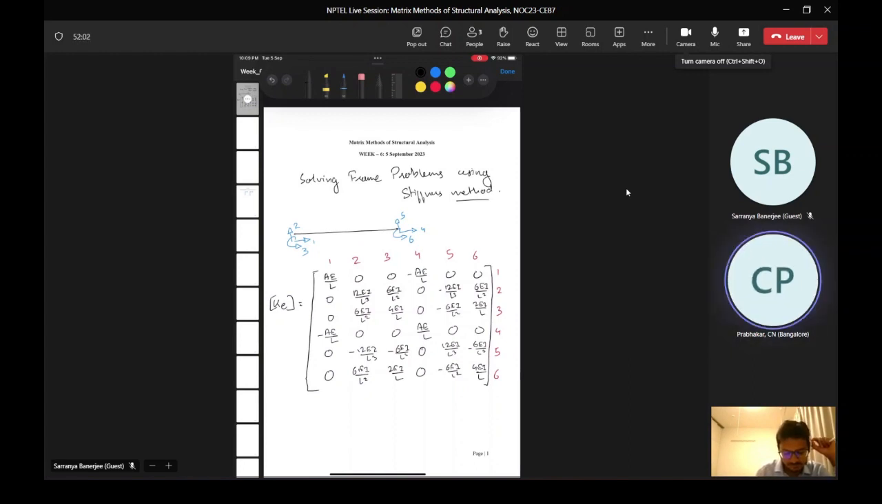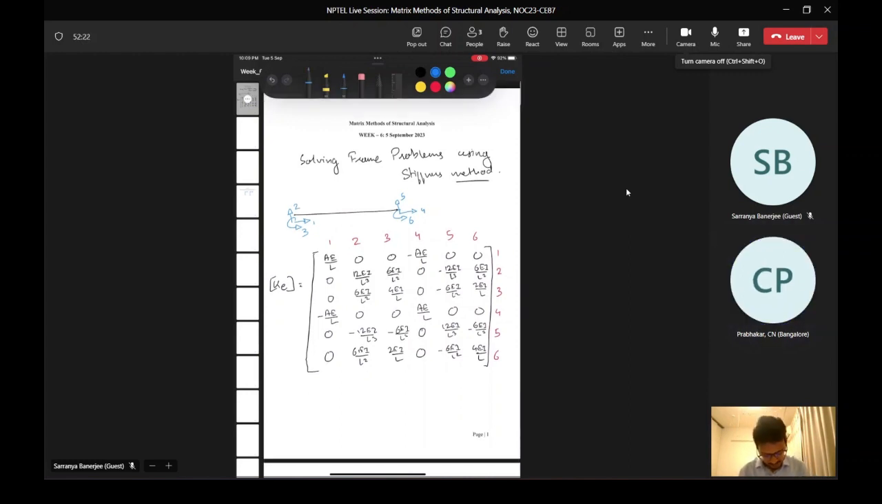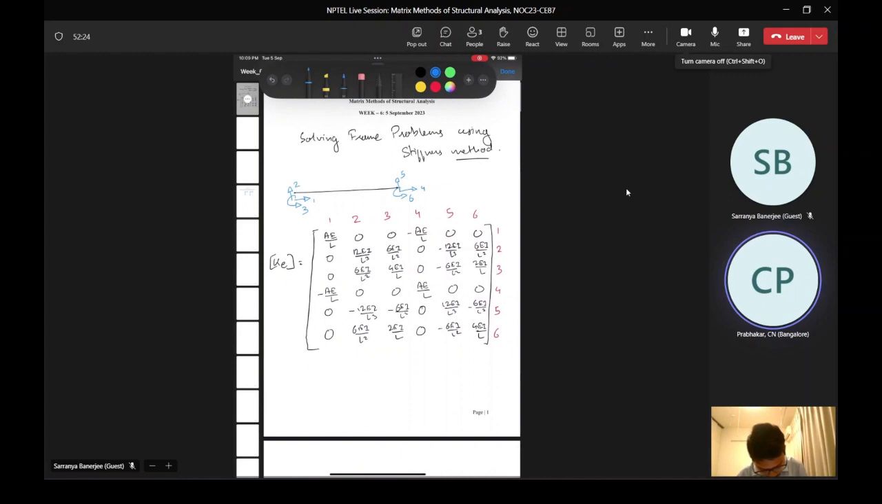So what will be that unit? 6 EI by L square. Because similarly, whatever moment you are applying at degree of freedom 3, row number 2, that is a reaction you are going to get. 2 is a reaction, 3 is a moment. Let me just write. Hope I'm not confusing. No, you are not confusing. You have raised a very nice question.